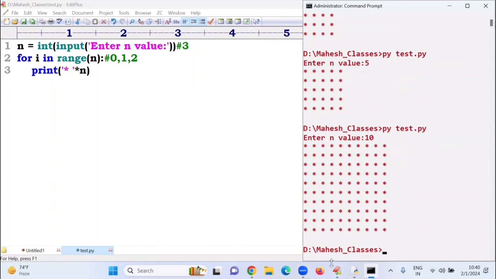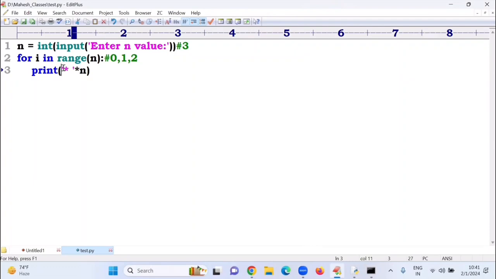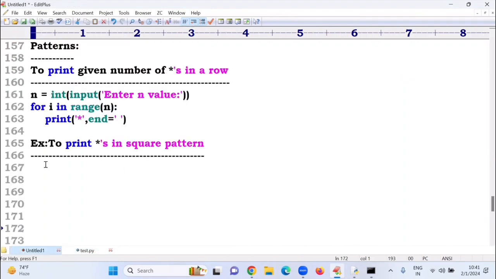So for i in range of means those many times lines will come. Every line how many stars? n number of stars I can print. n is integer. Star is string. One string into n means repetition operator. So star will be repeated those many times.